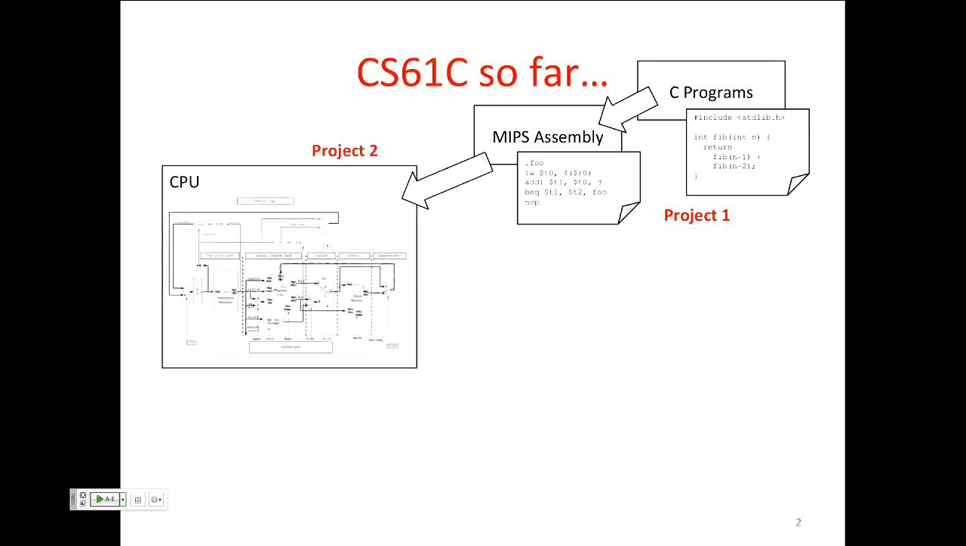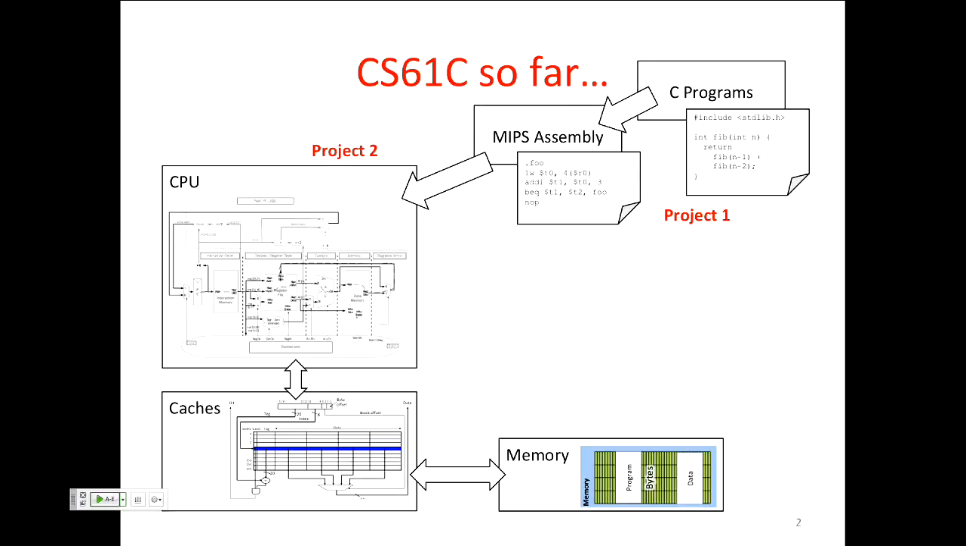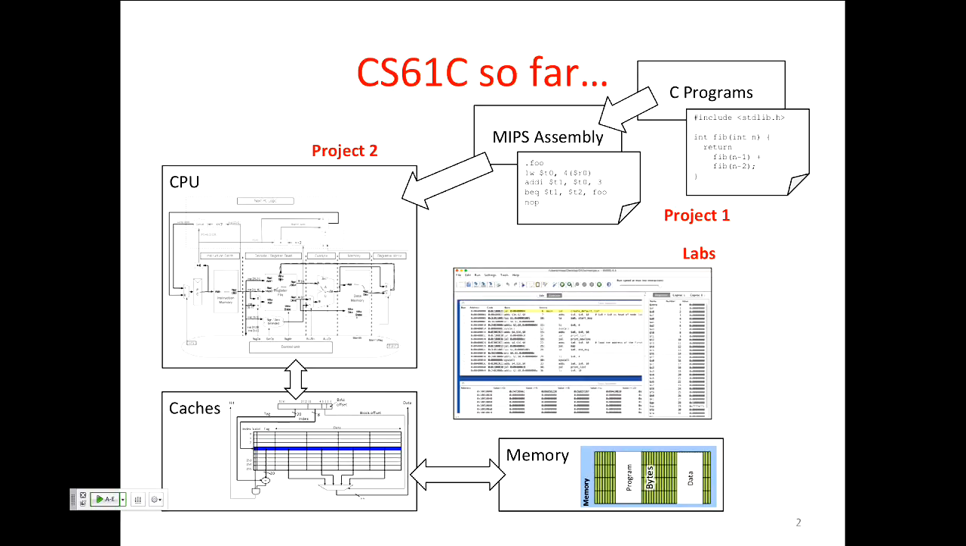And then we looked at how CPUs work and how you can run your program on a CPU. And that's what you did in your project 2. We also looked at how caches work, how your CPU accesses memory, and how this entire cycle worked: starting a program on your CPU, fetching instructions, executing them, and accessing memory while you're executing, and then giving you a result. And in labs, you had a chance to try that out in a simulator.